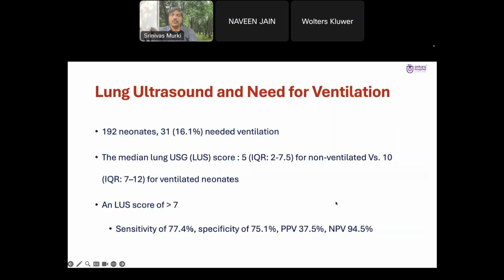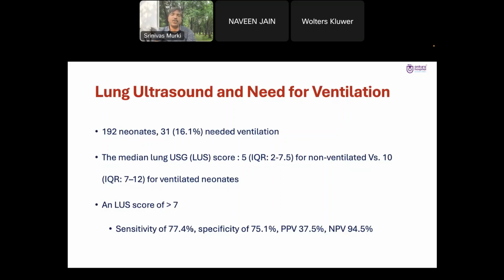And we ourselves have looked at this grading of RDS, and we studied 192 babies. When the median score is more than 7, the likelihood of that baby needing surfactant or ventilation is about 40%. But if the score is less than 7, there is a 95% chance that the baby will not require ventilation. So this is a very good predictor.